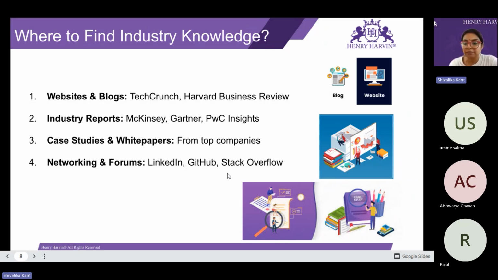So companies' websites, their news, their press releases, their white papers, their technical research papers, and all those things. Their annual reports, their investor presentations. So all these things are where you can get good industry knowledge. Then you can look for some case studies. Harvard case studies are there. So from there also you can get lots of industry knowledge.